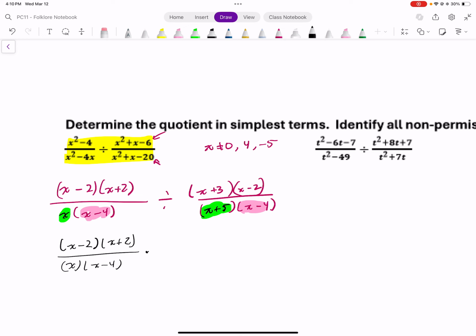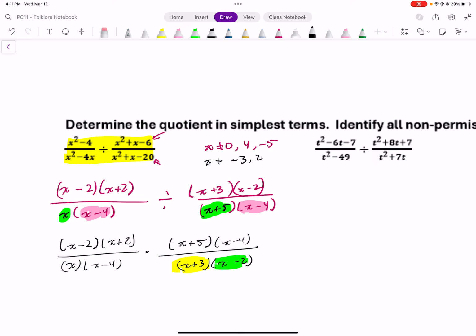I'm going to multiply by the reciprocal now, which is x plus 5, x minus 4, divided by x plus 3, x minus 2. To go from this step to that step, I just multiply by the reciprocal of the second rational expression. So I asked myself, have there been any new non-permissible values? Sure. I guess x cannot be equal to -3. Similarly, x cannot be equal to 2.